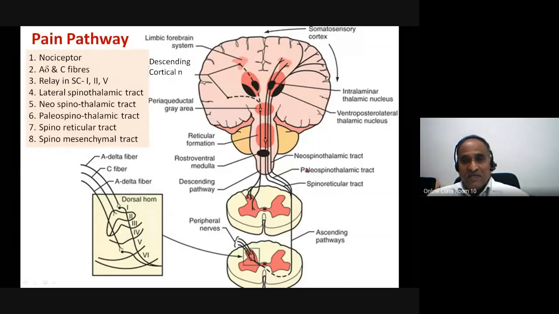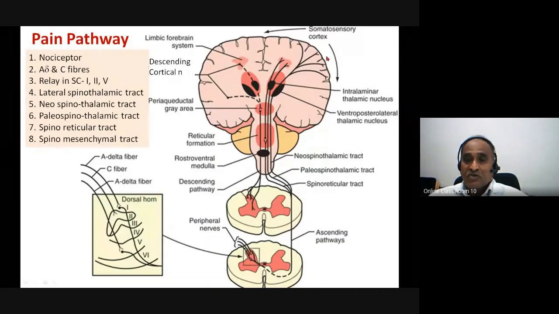This lateral spinothalamic tract is divided into 3 different aspects for all your considerations. One is the neospinothalamic tract. It is the same spinothalamic tract, mostly receiving information from A delta fibers. This neospinothalamic tract reaches the thalamus and relays into the ventroposterolateral nucleus of the thalamus, and then it will finally be relayed on to the somatosensory cortex.